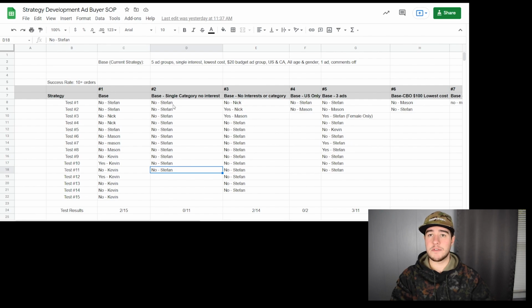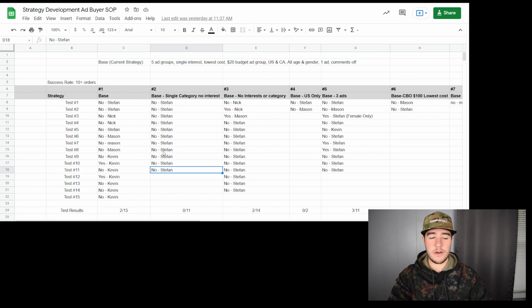Now you can see the names of the ad buyers that are actually testing here. This strategy was mainly tested out by my boy Stefan. Great guy. If you have him as an ad buyer, tell him I said hi. I love the guy. He reminds me of our manager. He's such a good dude. But this strategy sucked.